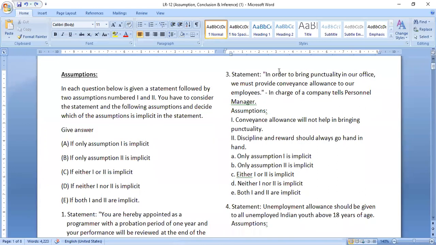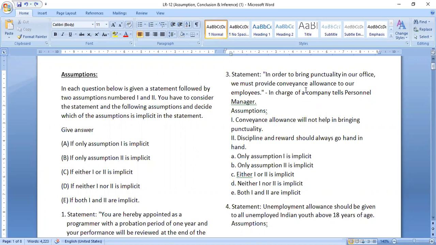So if I see, they say that if you want to hold your employees accountable for their punctuality, then you have to provide them some conveyance allowance. If you don't provide them conveyance allowance, this may not be true. No company in the world does this. This is a fictitious case. So suppose they say that.